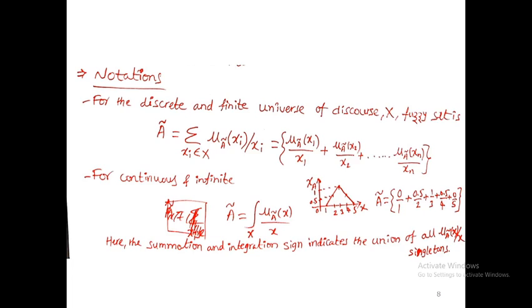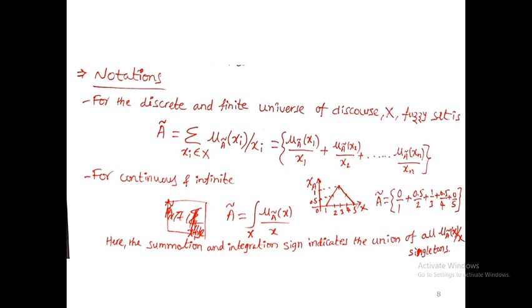If you further rewrite that equation, substituting i equals 1 to n, you will get mu A of x1 by x1 plus mu A of x2 by x2 and so on, up to mu A of xn by xn. If you have n number of elements, you will get n number of finite elements. That's what discrete and finite universe of discourse means.